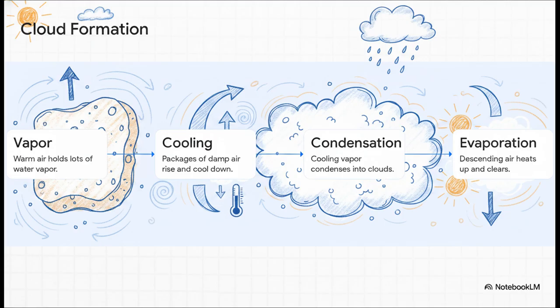But as these little packages of damp air rise higher into the troposphere, the atmospheric pressure drops. This causes them to expand and cool down. And once they hit this really specific threshold, we call it the dew point, that huge volume of invisible vapor undergoes an epic transformation. It condenses into visible water droplets, releases an immense amount of latent heat, and boom, a cloud is born. On the other hand, if a mass of air is descending, the increasing pressure compresses and heats it up. And when air heats up, it literally evaporates those existing clouds right back into invisible gas, which leaves you with nothing but gorgeous, clear blue skies.